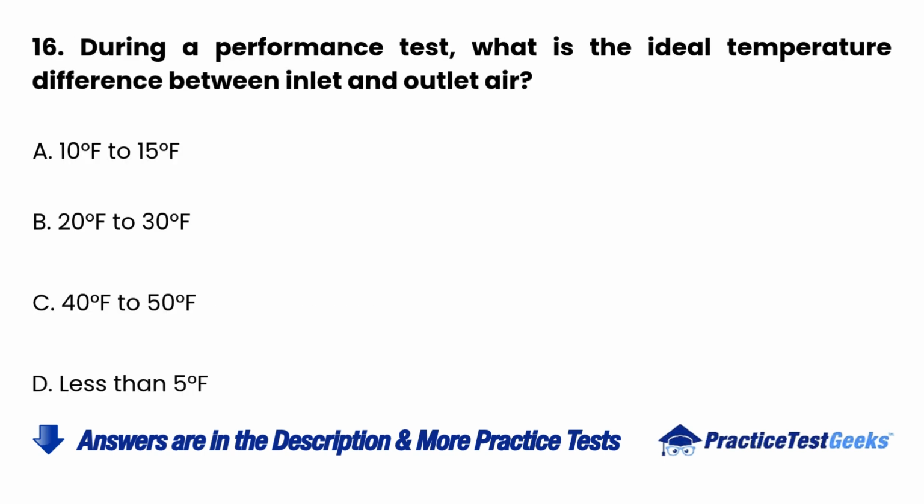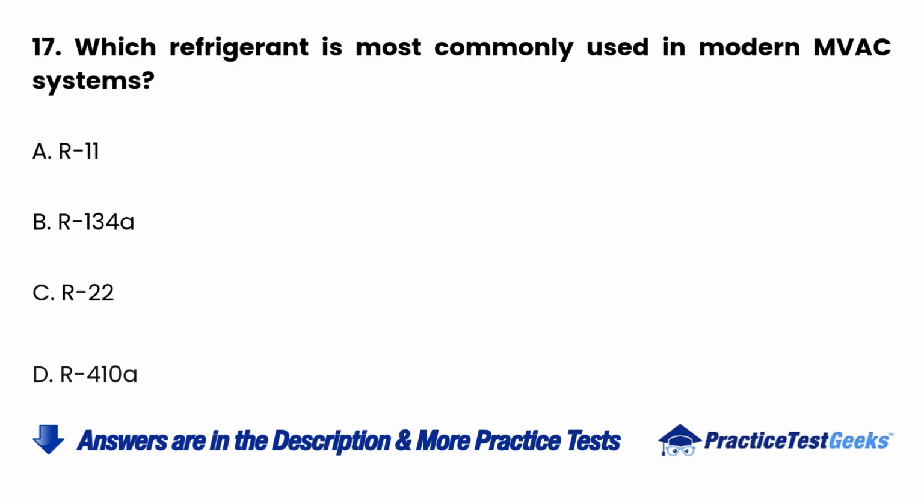16. During a performance test, what is the ideal temperature difference between inlet and outlet air? A. 10 degrees Fahrenheit to 15 degrees Fahrenheit. B. 20 degrees Fahrenheit to 30 degrees Fahrenheit. C. 40 degrees Fahrenheit to 50 degrees Fahrenheit. D. Less than 5 degrees Fahrenheit. 17. Which refrigerant is most commonly used in modern MVAC systems?